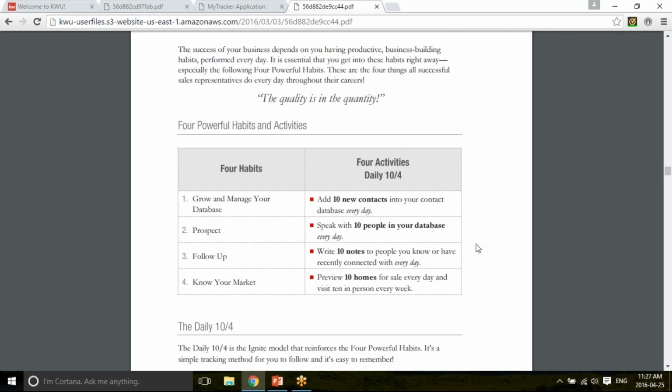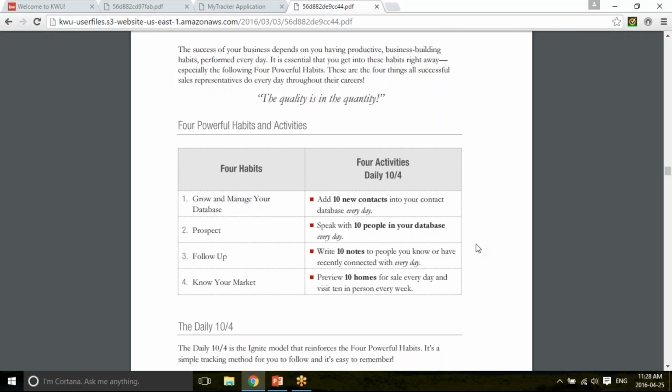Preview 10 homes for sale every day and visit 10 in person per week. So everybody starts to panic about that one too, okay? That one means, let's say you go on an agent tour on Tuesdays. I don't think we ever put 10 on the list. I think we only put 8, but you can get 8 of them out of the way.